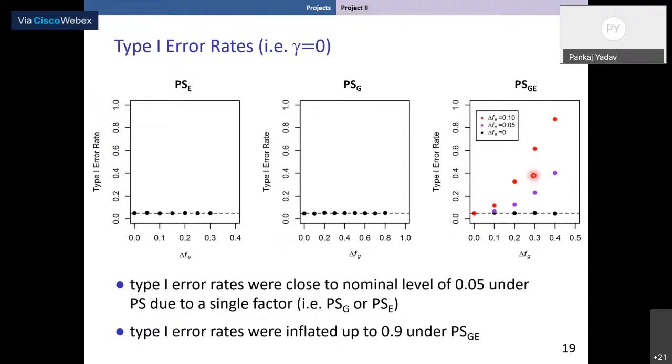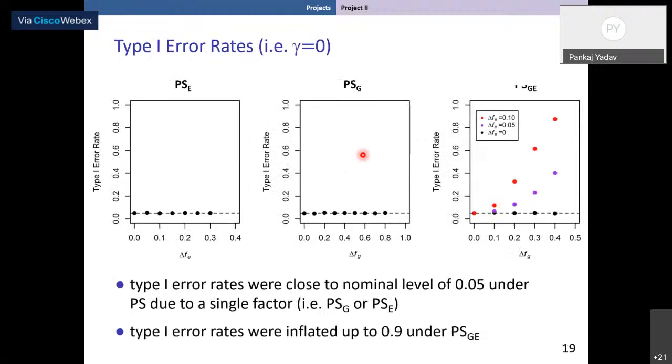You can see the results here. We have different levels of delta FG, that is, different levels of genetic stratification, and the different colors show the different levels of environmental stratification. Delta FE equal to 0 is this line, where we just have genetic stratification. But as we increase delta FE, we see that the inflation is exponential, you can say. The type 1 error rate can be close to 0.9 when the genetic stratification is 0.4 and the environmental stratification is 0.10, that is, a 10% difference between the two subpopulations.